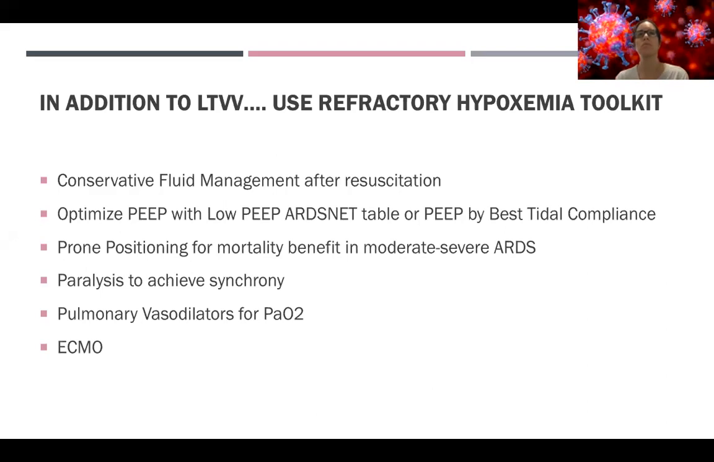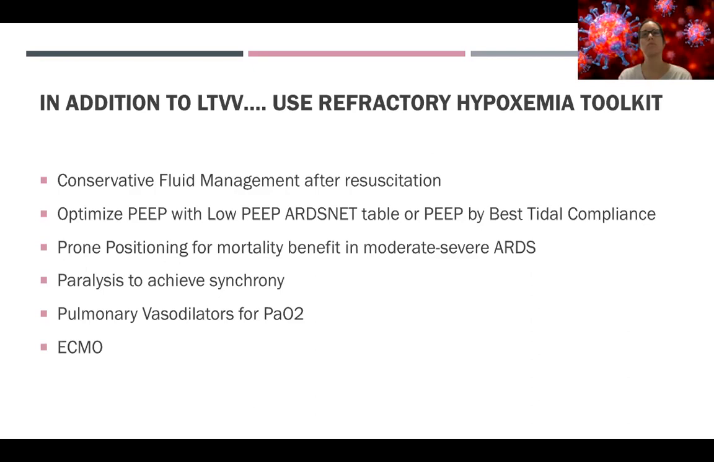But to start, conservative fluid management after the initial resuscitation, optimizing PEEP, either via the low PEEP ARDSNet table or by best tidal compliance. Prone positioning, which has been shown to have a mortality benefit in moderate to severe ARDS. Paralysis if needed to achieve synchrony, and pulmonary vasodilators, in particular for hypoxemia, although that hasn't been shown to have a mortality benefit in ARDS. And then lastly, ECMO. The patient has failed all of the measures above here.